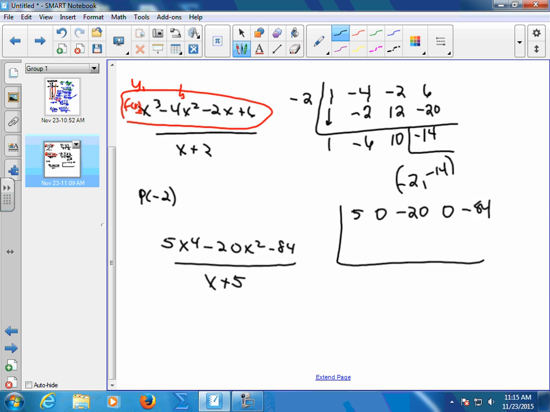What do I divide by? -25. Okay. So let's multiply. Bring down the 5. What is 5 times -5? -25. Good. To the right. Add down.